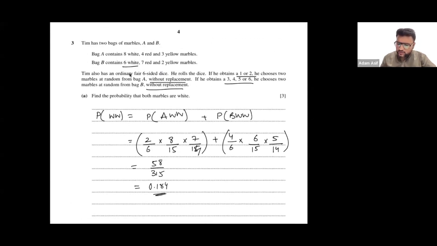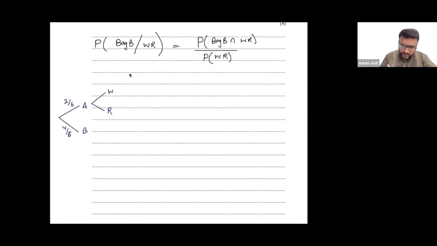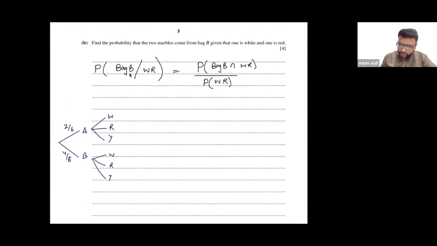White, red, and yellow. There are three possibilities. White, red, and yellow. Okay. And white, red, and yellow. Okay. Now, if the first was white, the second could have been white, red, yellow, white, red, yellow, white, red, yellow. Okay. Now, I'm not going to write all the probabilities, but this is the tree diagram.